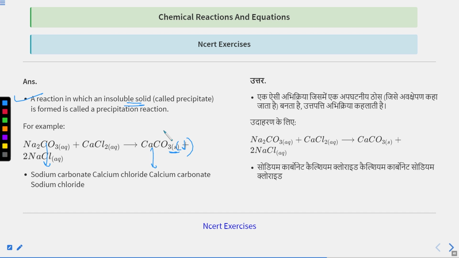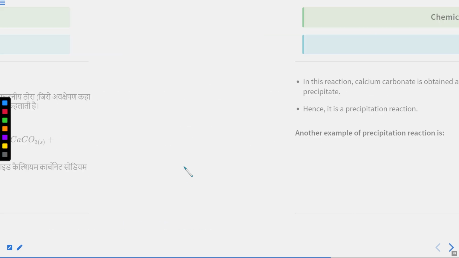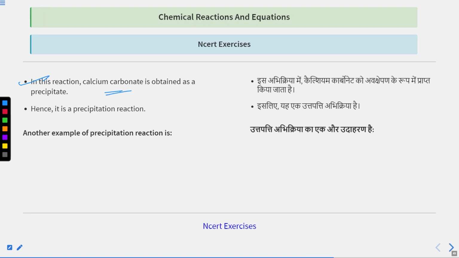Plus 2 NaCl. So you can see sodium carbonate is reacting with calcium chloride and it is forming calcium carbonate plus sodium chloride. In this reaction, calcium carbonate is obtained as a precipitate and it is a precipitation reaction because, as I told you already, calcium carbonate is acting as a precipitate here because solid is written.